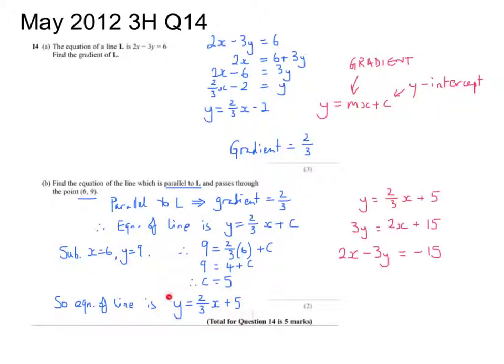That is fine as a final answer, although there are different ways of writing it just by a bit of rearranging. This is more looking ahead to sort of A-level work. You could rearrange it and there's different ways you could write it. 2x minus 3y equals minus 15, or 2x minus 3y plus 15 equals 0. But this is just an aside. Your final answer can be this one down here.